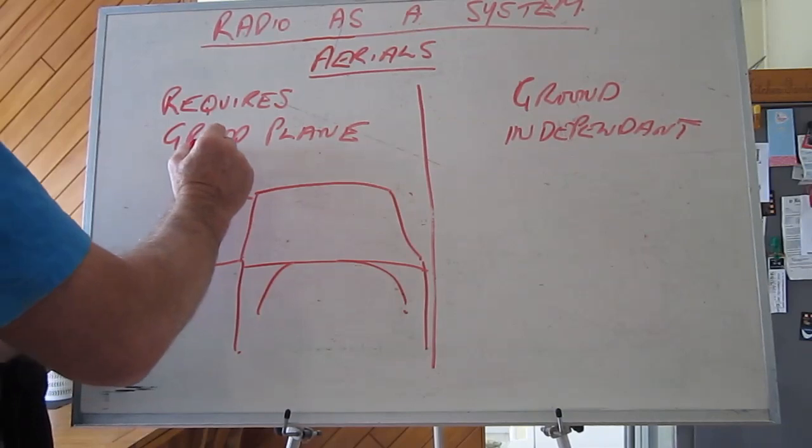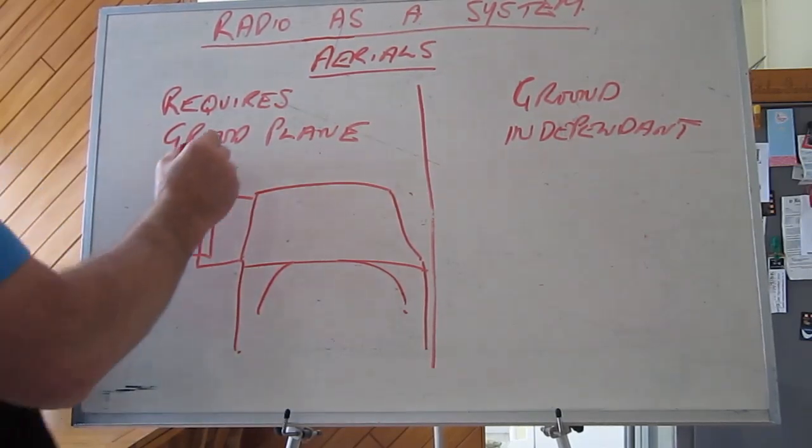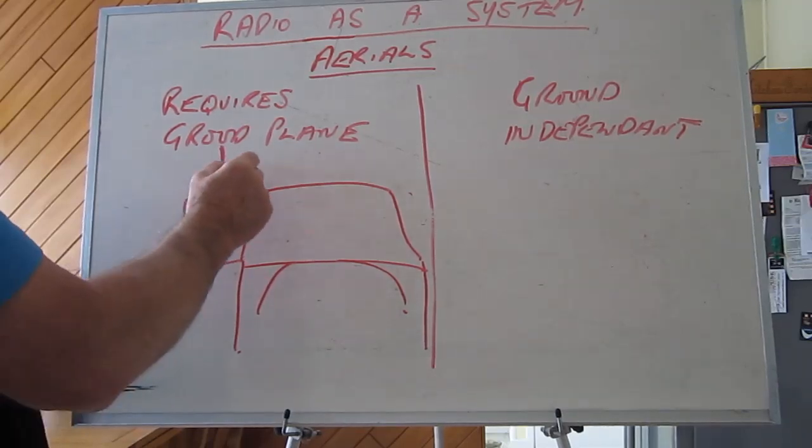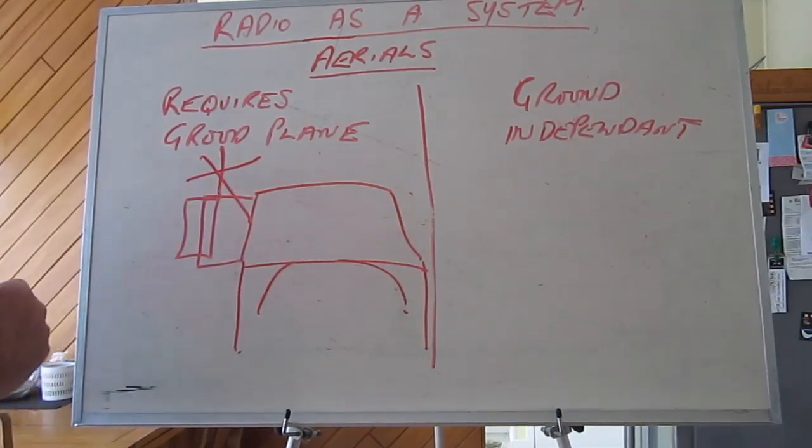Lovely place for an aerial, you might say. We'll put our aerial there. Except there is no ground plane. In fact, there's very little ground plane. So, inappropriate for a ground plane aerial to be mounted on a mirror arm.